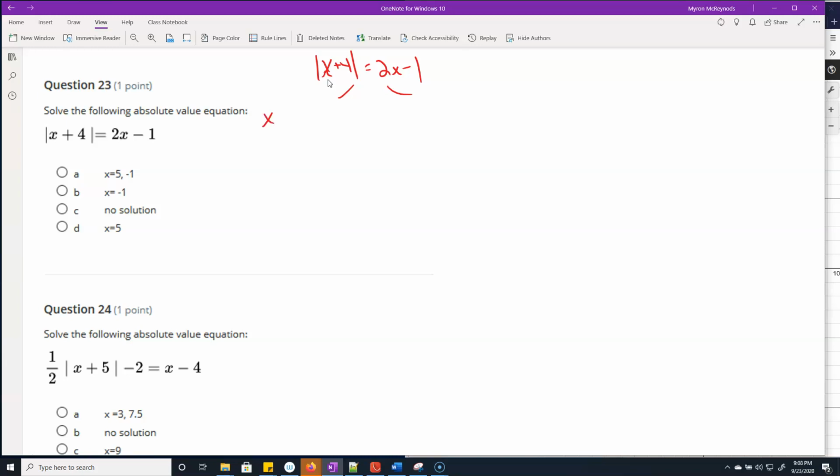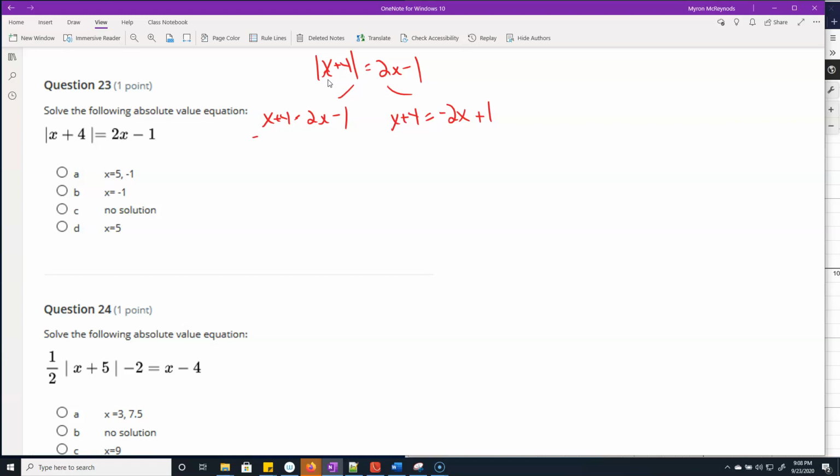And so I get x plus 4 equals 2x minus 1. And on the other side, I get x plus 4 is equal to, and you got to do the negative of this. And remember, you got to flip both signs. So it's negative 2x plus 1. You have to flip the negative 1 to plus 1 as well. You have to flip both. So I need to solve both of these now for x.